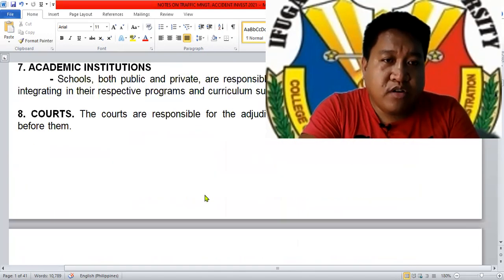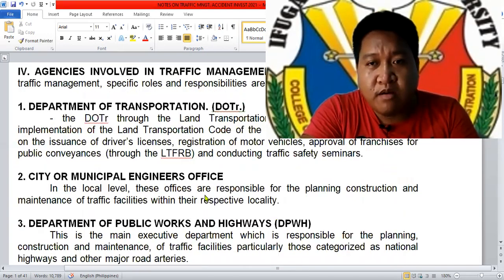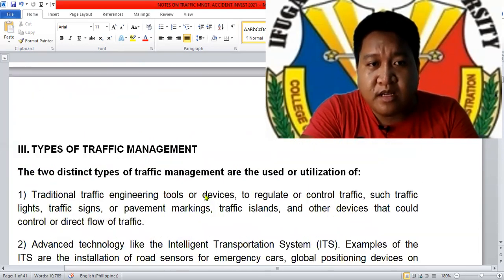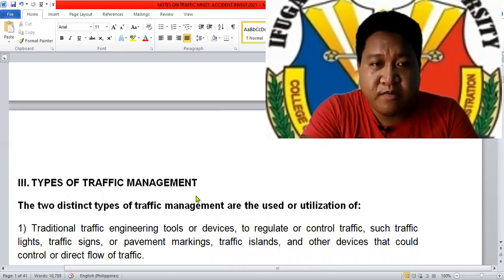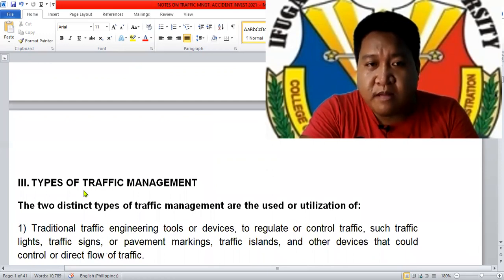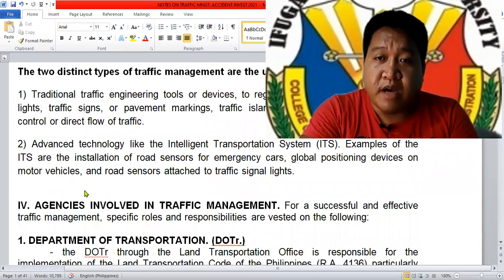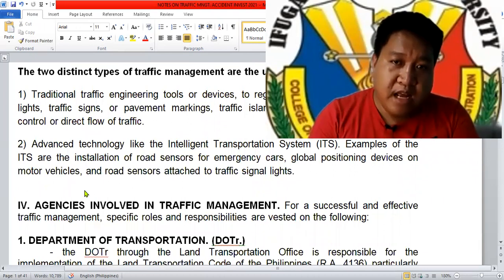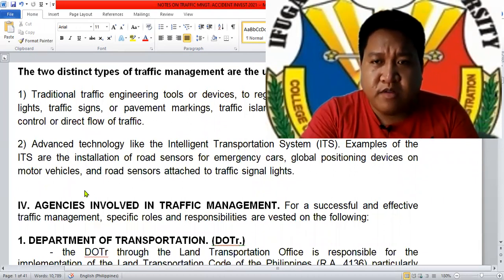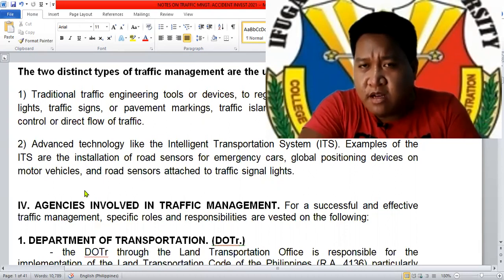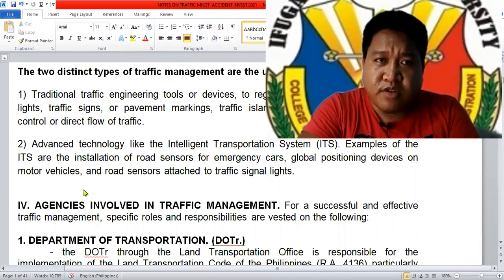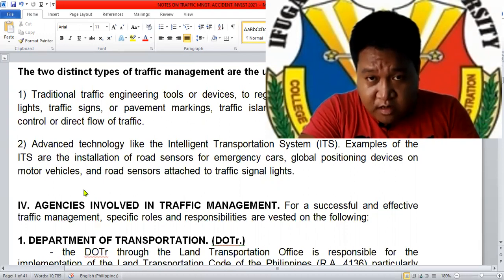Okay, so that is all for this discussion, and prepare for my next discussion, the types of traffic management and the agencies involved in traffic management. Okay, so we shall end, and with that, I hope this material will help you in any way as far as our subject matter is concerned.